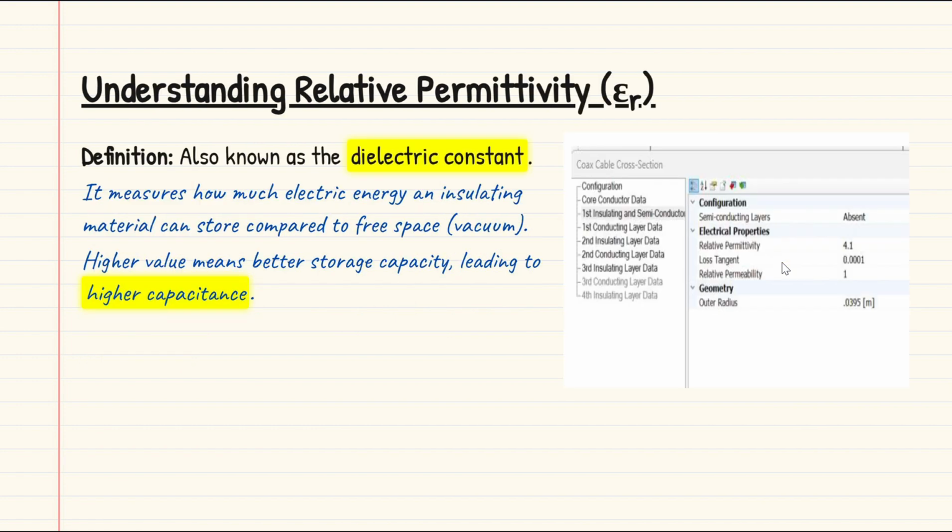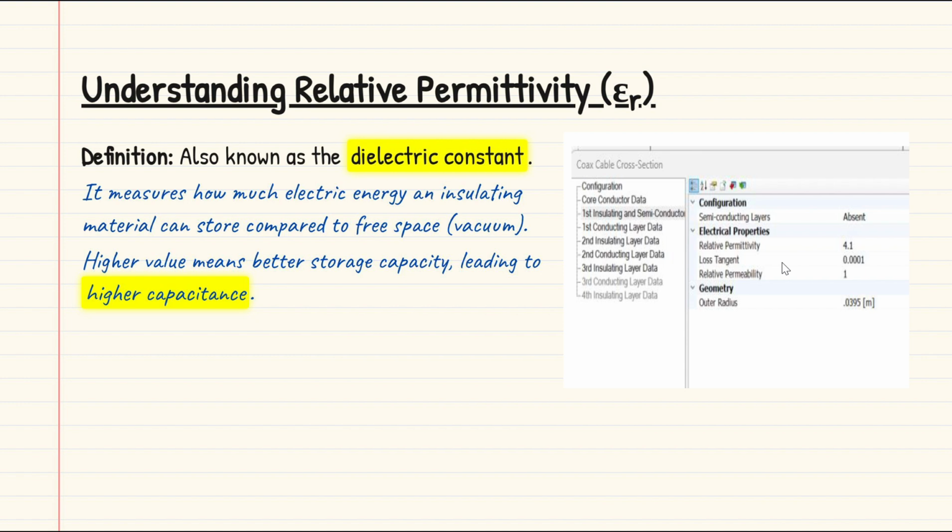Now, understanding the relative permittivity. What is meant by relative permittivity? Relative permittivity is nothing but the dielectric constant. It measures how much electric energy an insulating material can store compared to free space. A higher value means better storage capacity, leading to higher capacitance. So epsilon r is more than one, which means having higher capacitance. Higher capacitance can lead to higher charging current and higher reactive power.